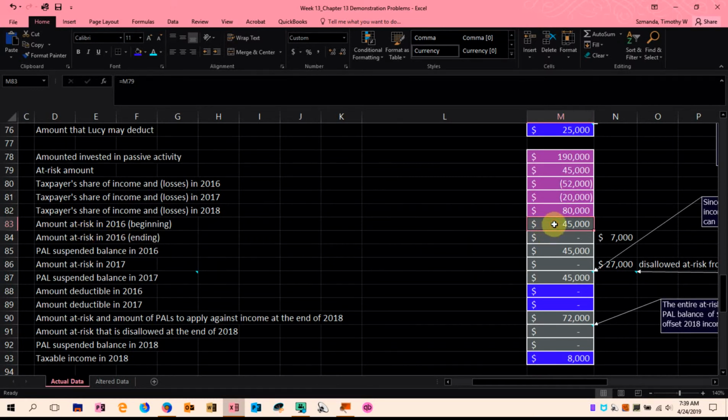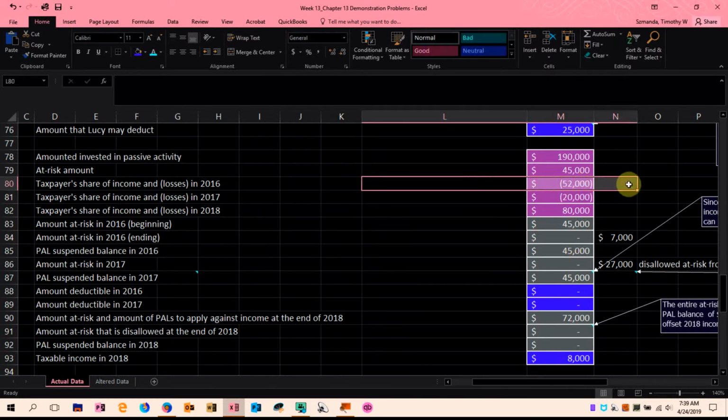We're told that we have a $45,000 at-risk at the beginning of 2016. So right now I'm just looking at the first test, the at-risk test. Okay, we're given the $45,000. The amount at risk at the end of 2016, however, is 0. And why do we go from $45,000 to 0? Because the $52,000 loss essentially consumed all of our at-risk amount.